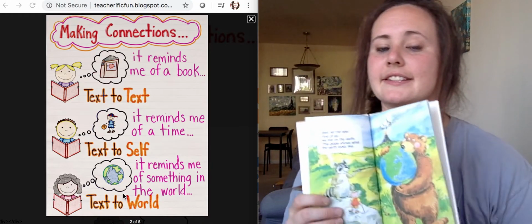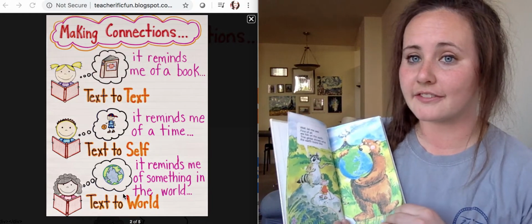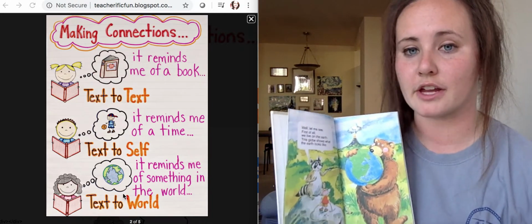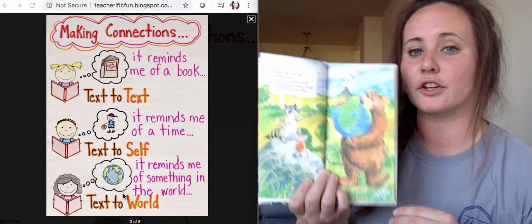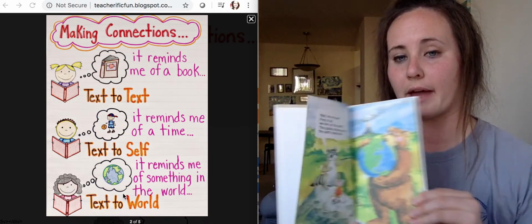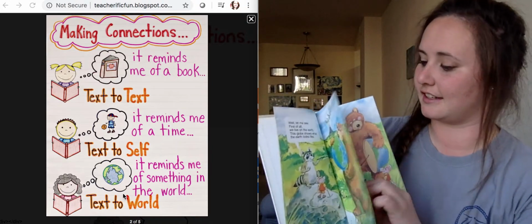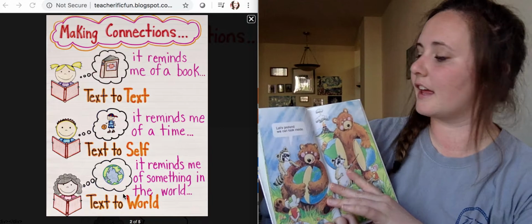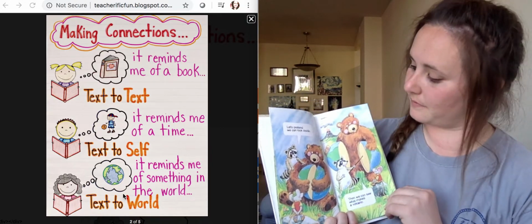So I have a text-to-self connection. I remember right before we left, we were learning about our 3 R's and the ways that we could reduce, recycle, and reuse things to help our Earth. And we learned about globes and we learned about the Earth just like this. Let's pretend we can look inside. Then we can see.